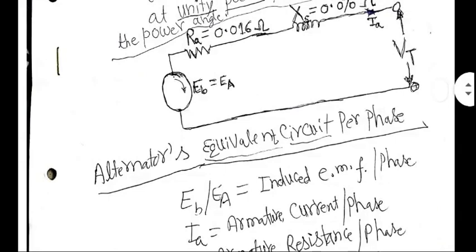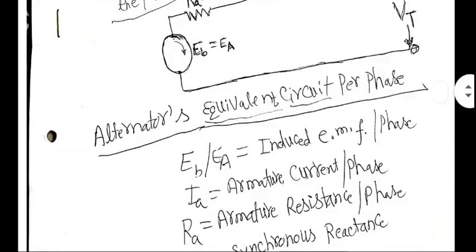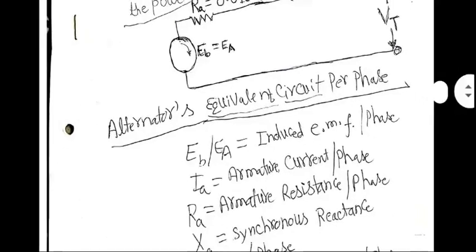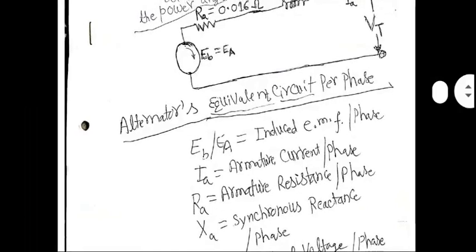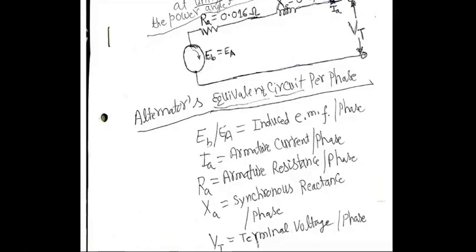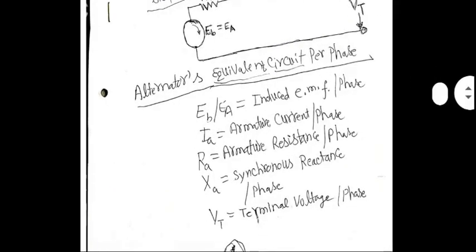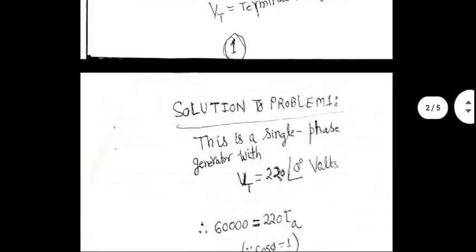EB or EA, whatever you want to call it, is the induced EMF. We know that. I'm writing per phase, but it's not necessary. It's a single-phase system. IA is armature current per phase, RA is armature resistance per phase, XA is synchronous reactance per phase, VT is terminal voltage per phase. Fine, okay.